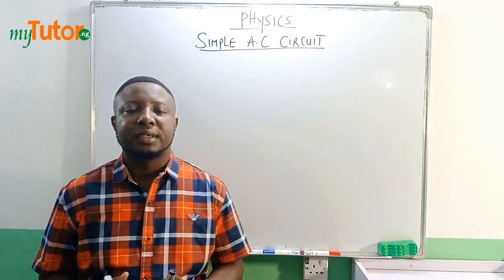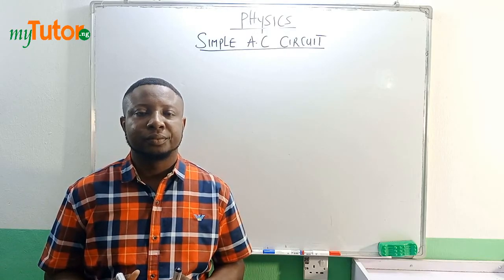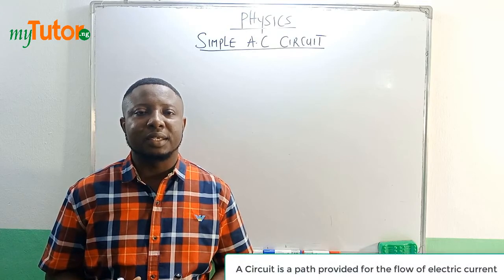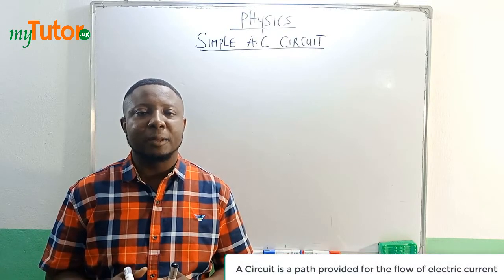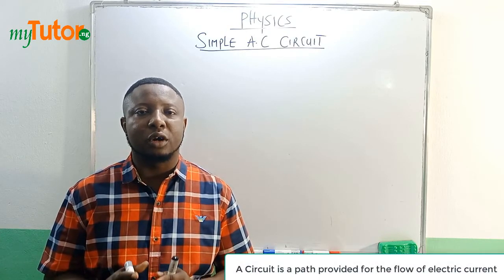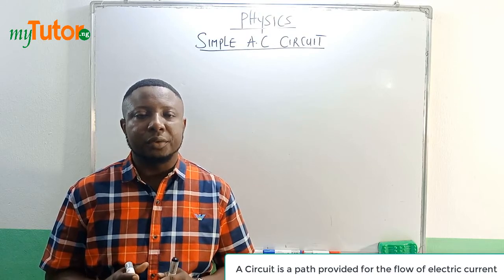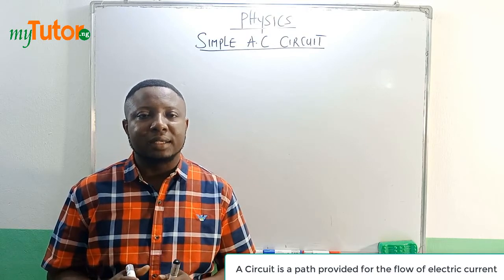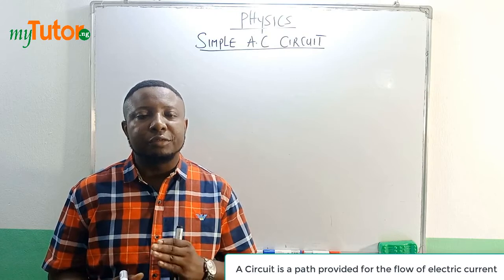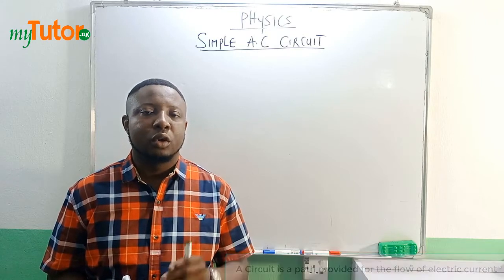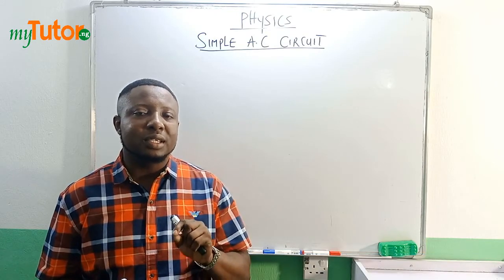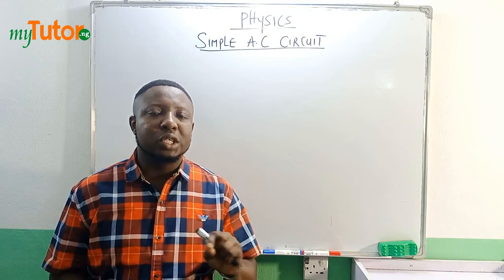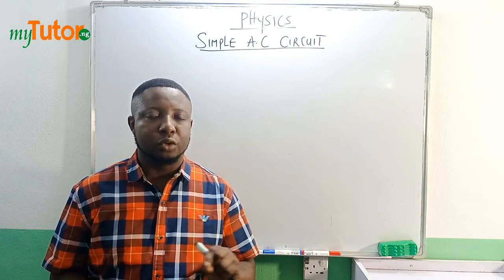So what is a circuit? A circuit is a path provided for the flow of electric current. Or we can say that a circuit is a path along which electric current flows.